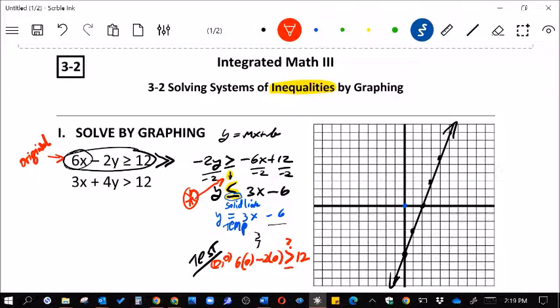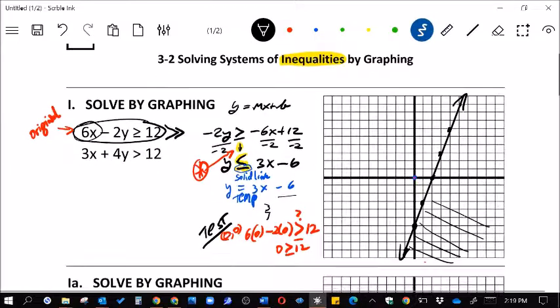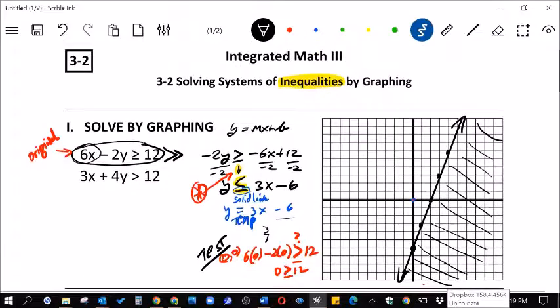So when that happens, 0 minus 0, that's 0 greater than or equal to 12. I'm afraid 0 is not greater than 12, or equal to. That means the side where 0, 0 is does not get shaded, only the other side does. I don't think I want to do it in red, actually. I'm going to do it in black. I'm only going to do a little bit of lines to show it's over there, because we don't know yet where the second one is. But we're now going to do the second one.